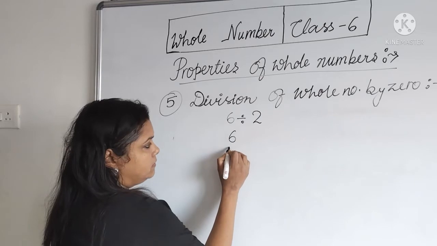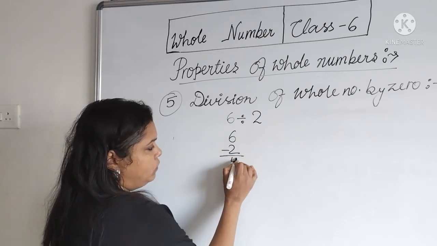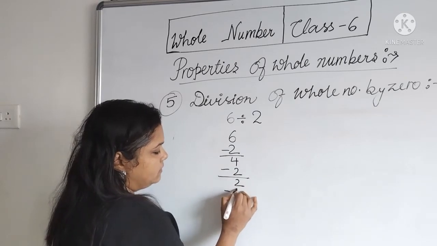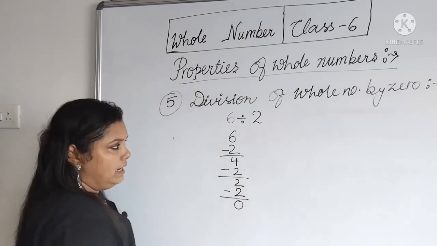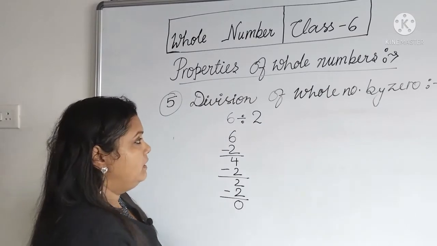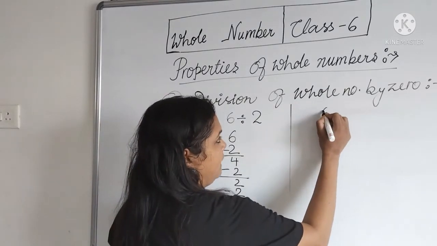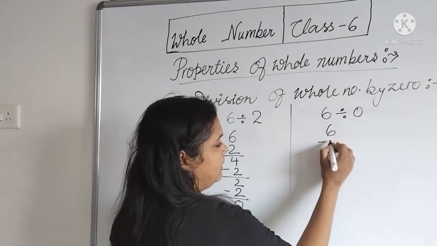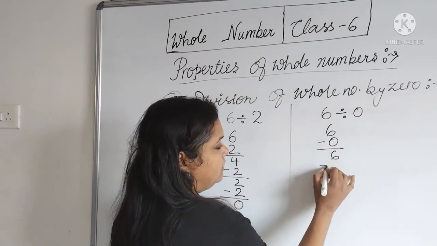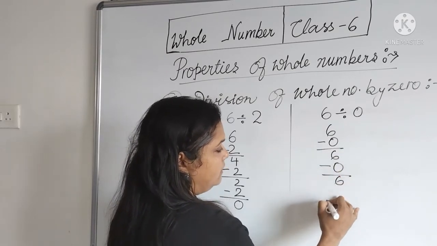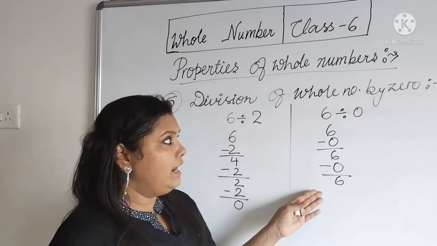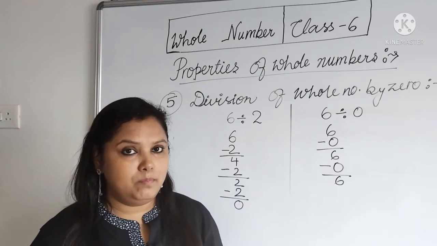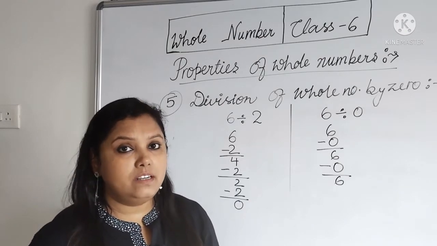So 6 minus 2 will be equals to 4, 4 minus 2 will be equals to 2, and then 2 minus 2 will be equals to 0. At the end we are getting 0. Now we are going to divide this 6 with 0. So 6 minus 0 equals to 6, then minus 0, then again 6. So we can't divide it with 0. Okay, so division of any whole number by 0 is not defined.